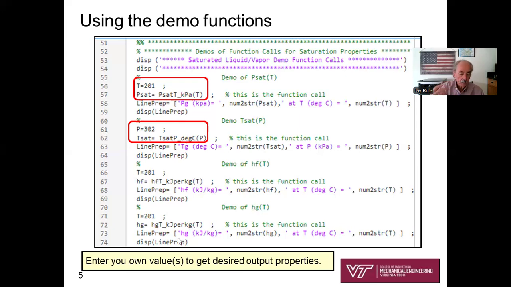So you can use this as a standalone tool if you're doing a homework problem and you need to find the saturation temperature at your own pressure. You just put in your own pressure. Instead of 302, you put in your number, you click your run button, and you're going to get a result right then and there. These demos continue on, so you can see I'm demoing each one of the functions that I've created for you.